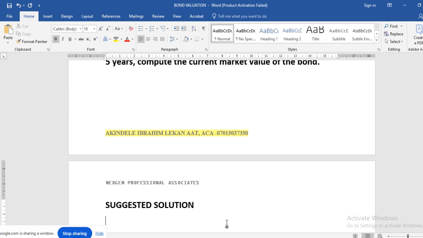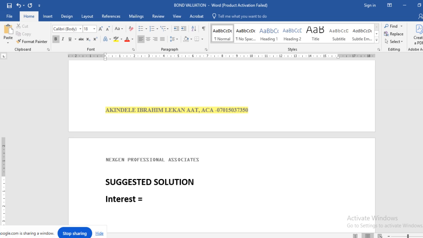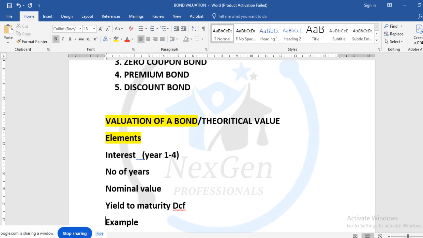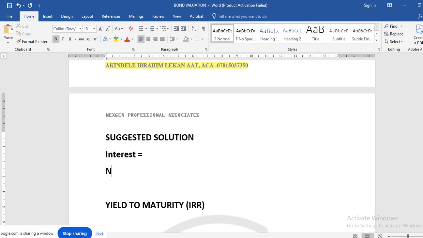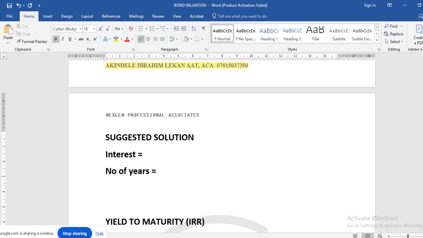What are the things we need to bring out? Interest, which is the coupon, the interest element. After interest, what do we have again? What are the ingredients, class? Number of years. You can screenshot it. Can you see it? Interest, number of years, nominal value, and yield to maturity.